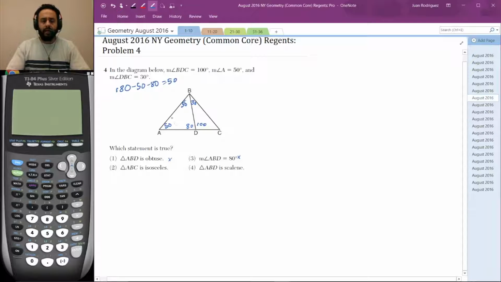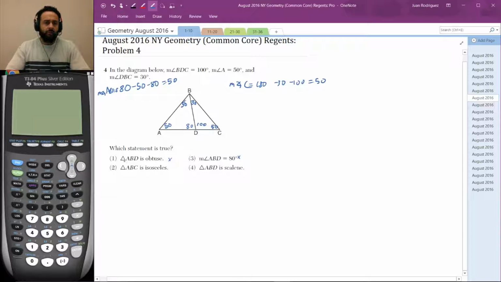And then that angle measures 100 degrees. That angle measures 30 degrees. And so I can get the measure of angle C. The measure of angle C is 180 minus 30 minus 100, which is equal to 50. So that's 50 degrees. Cool. I got all the angles that I need. The measure of angle ABC is 80 also.